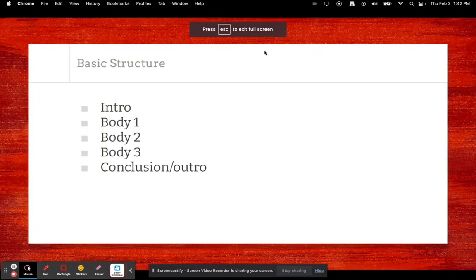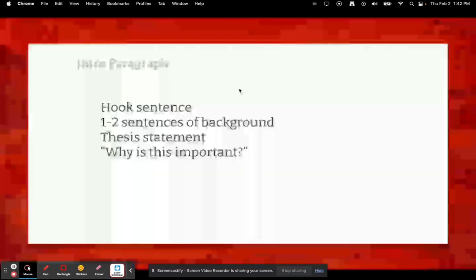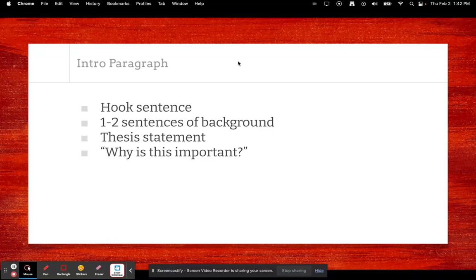All right, so I know you're like, Ms. Corey, we have gone through this, the basic structure. Yes, there's 5 paragraphs. There's the intro, body 1, body 2, body 3, and the 5th being the conclusion. We're first going to look at the intro. So in the intro paragraph, there are 4 main things I'm looking for. Number 1 would be the hook sentence. Number 2 would be the sentences of background information.